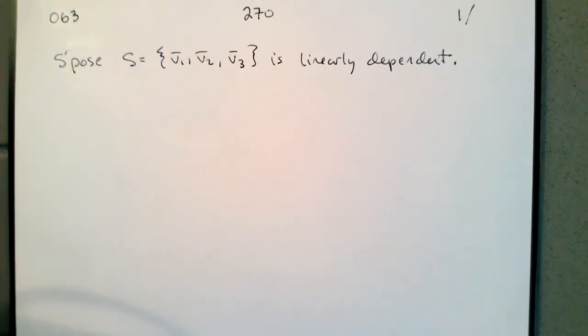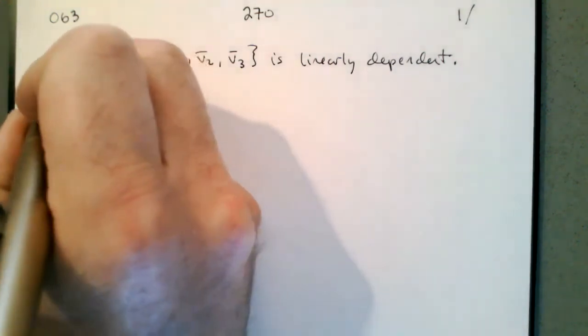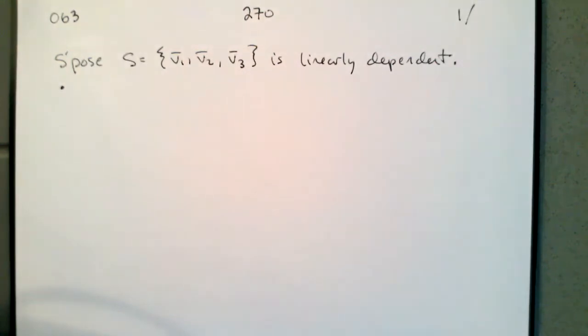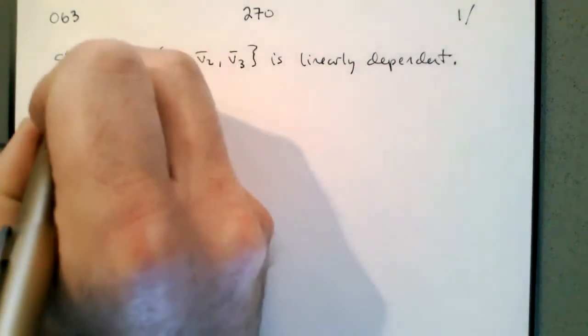Suppose this set of vectors is linearly dependent. One thing that this means is that one of the vectors is a linear combination of the other vectors. So this was our first kind of casual definition of linear dependence. One of the vectors is a linear combination of the other vectors.